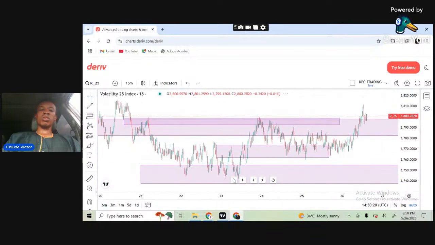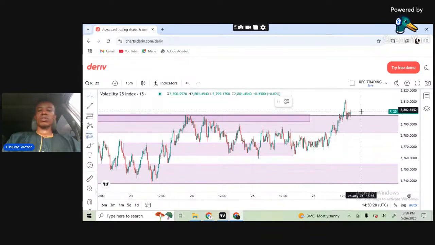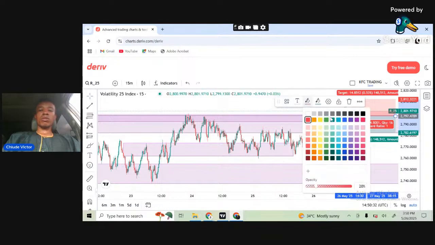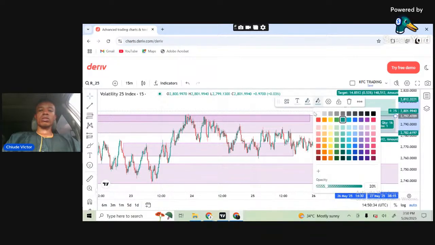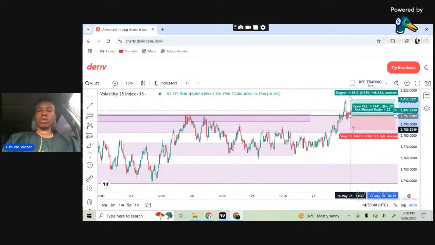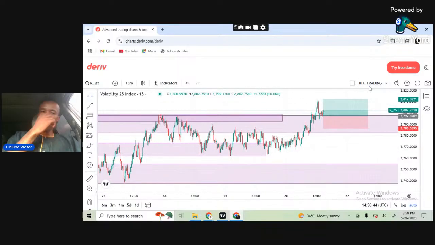Of which, if you go bullish from here, let's just say from here to here, very short. Okay, very short, not long. Very short. Take note of that. Very short. I repeat, very short. So stop loss should just be somewhere around here. Very short. Very tight. That's what I'm saying on volatility 25.